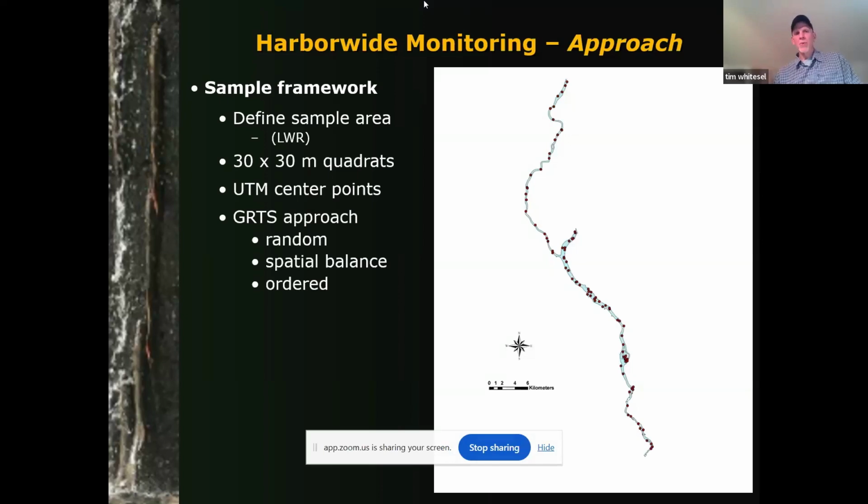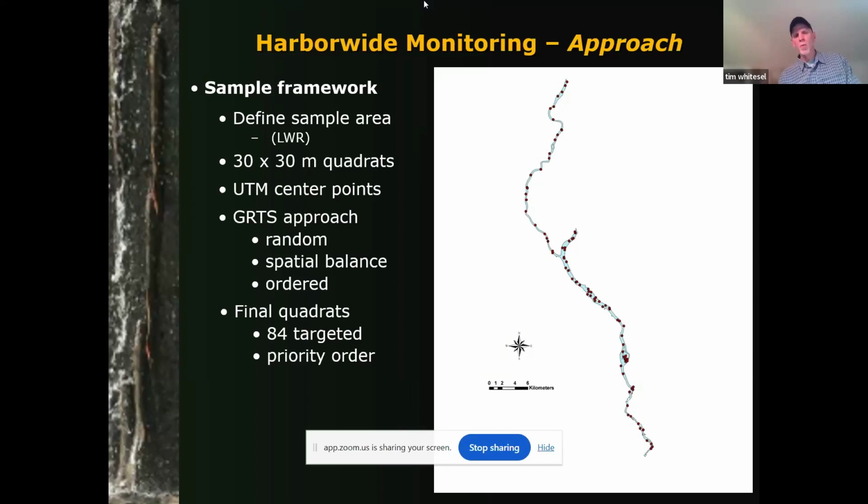Then we use this random, spatially balanced, ordered approach, what's called a GRTS approach, to select sample sites. Basically, what we were trying to do there is make sure that when we went out and looked for them, we weren't biasing, for better or worse, where we were sampling when we were trying to look for these fish. In the end, we ended up with 84 quadrats that we targeted.